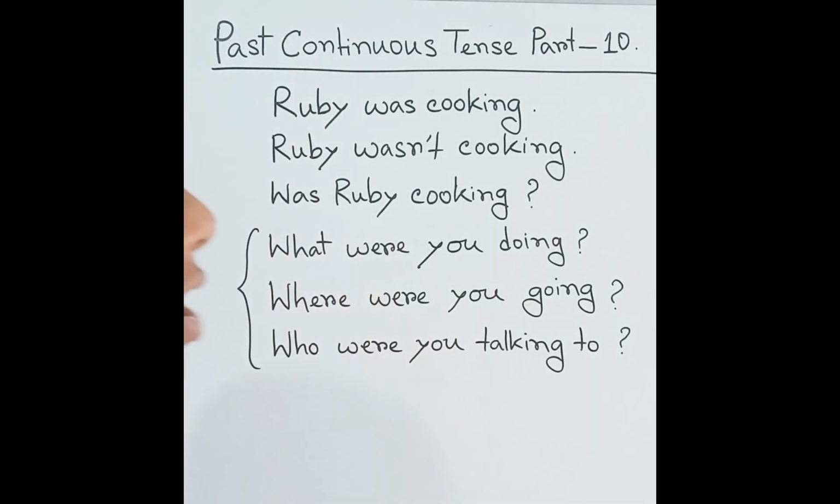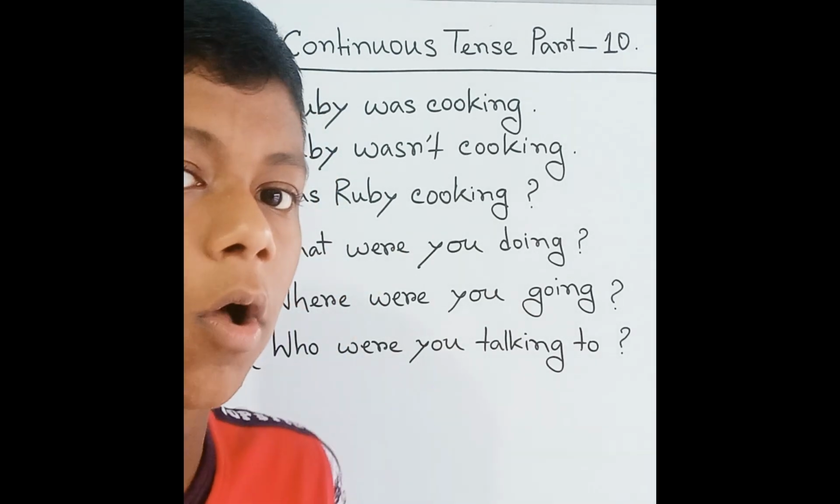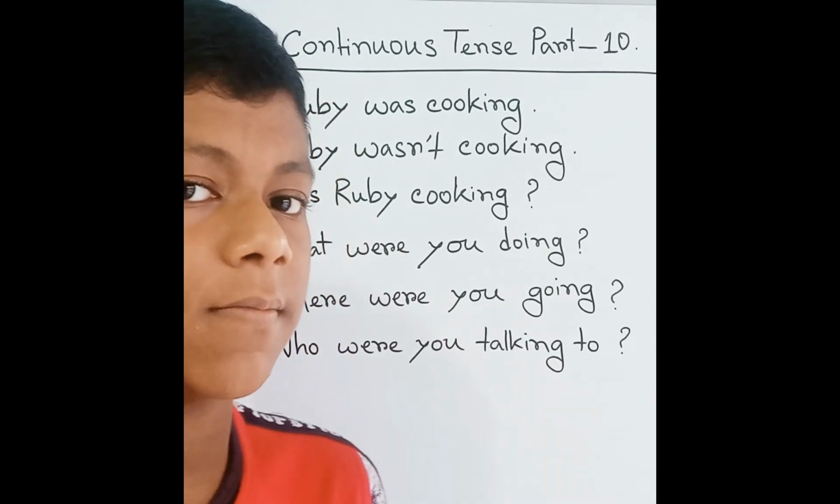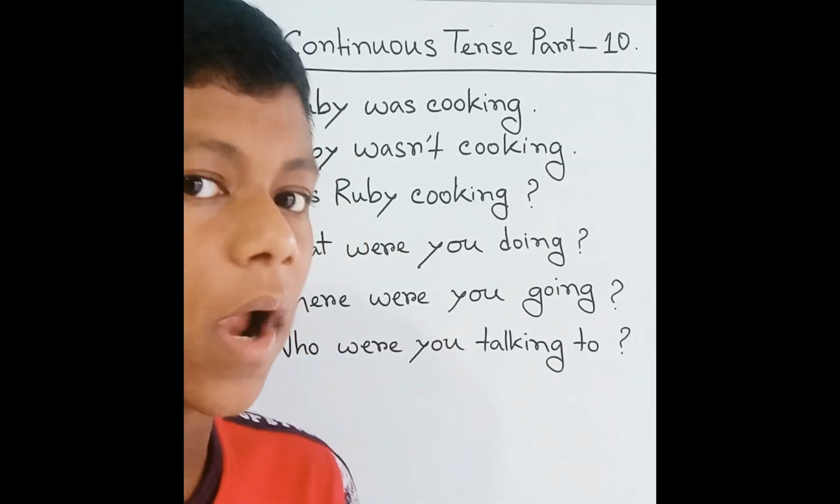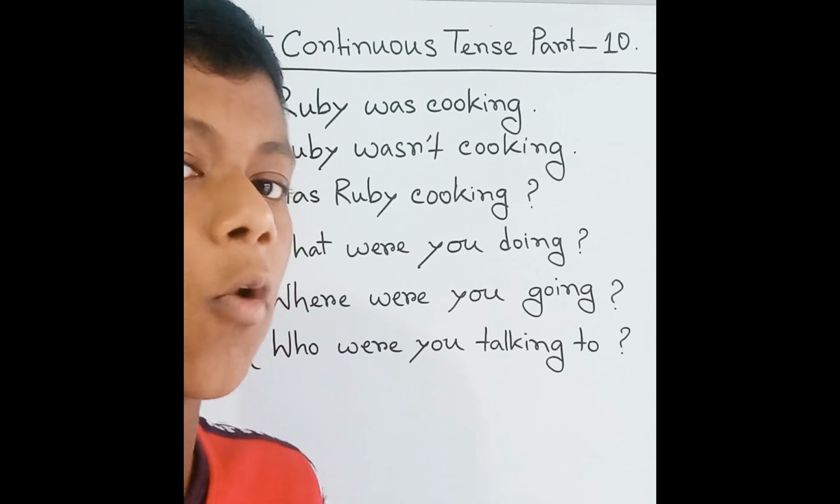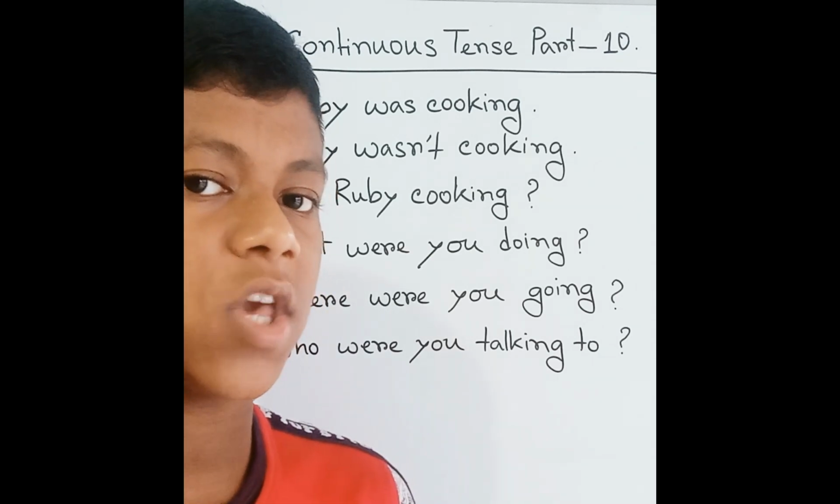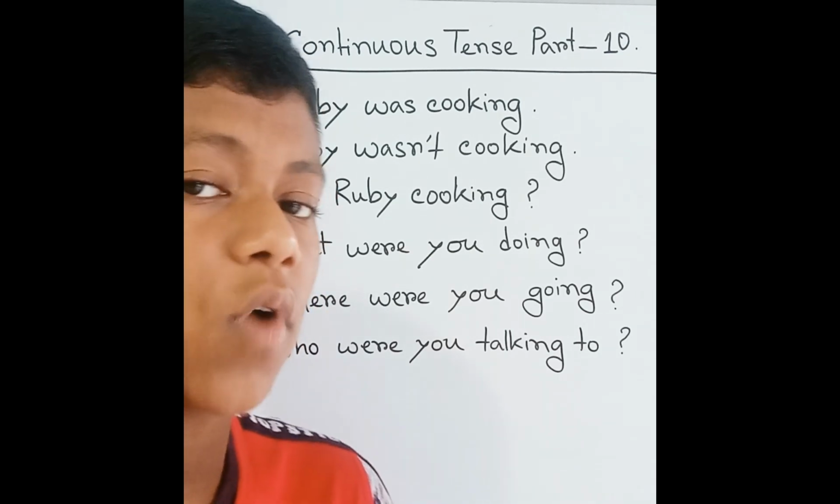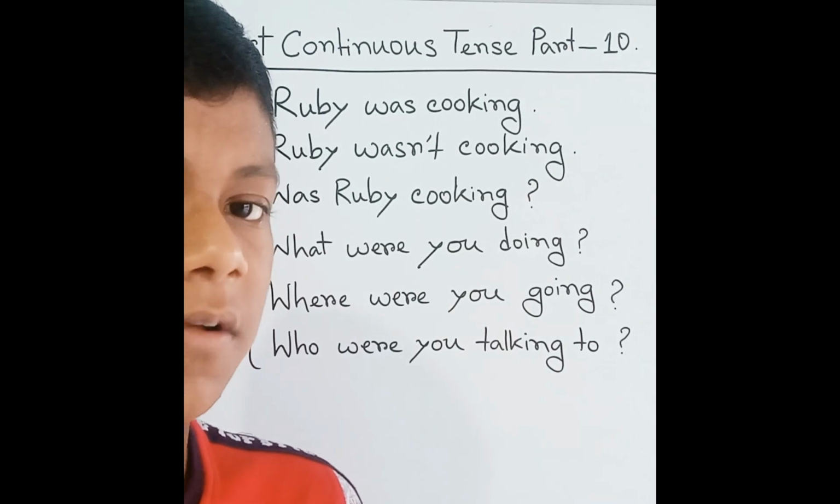Here I have just written this with was. You also use were: you were doing, you weren't doing, were you doing, weren't they doing, with all subjects. But first of all, you have to understand was and were, and then you can understand the rest.